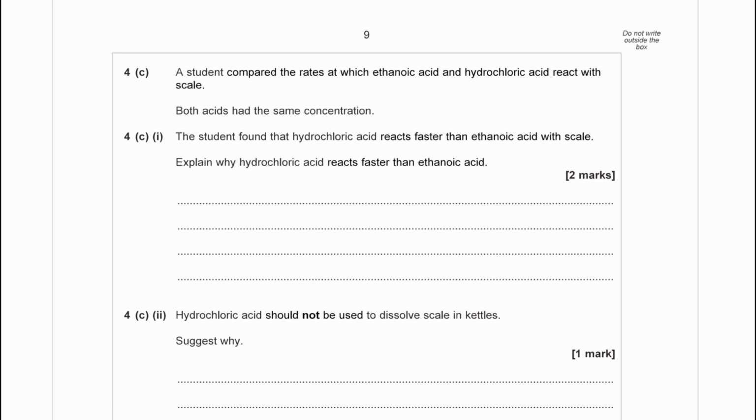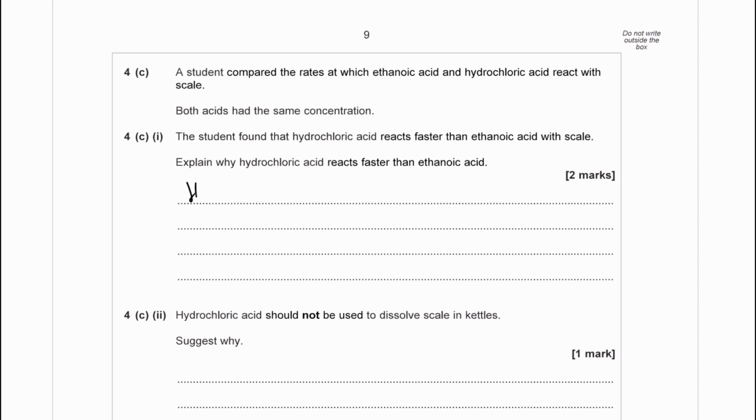We've got 4c. A student compared the rates at which ethanoic acid and hydrochloric acid react with scale. Both acids had the same concentration, right? Remember, that's not pH, that's concentration. The student found that hydrochloric acid reacts faster than ethanoic acid with scale. Explain why hydrochloric acid reacts faster. Now, this is why I said that pH is not the same. Hydrochloric acid is a strong acid. Ethanoic acid is a weak acid, all right?